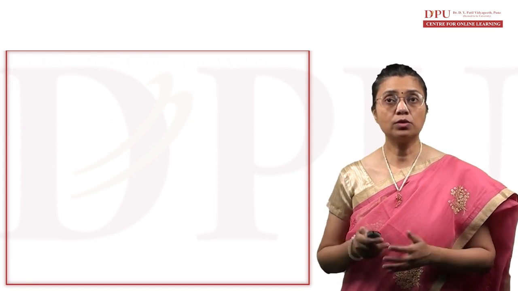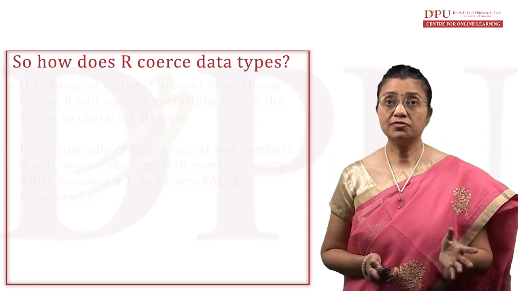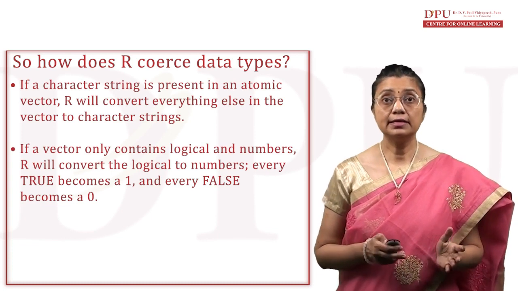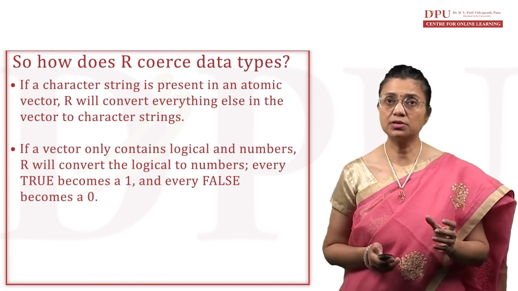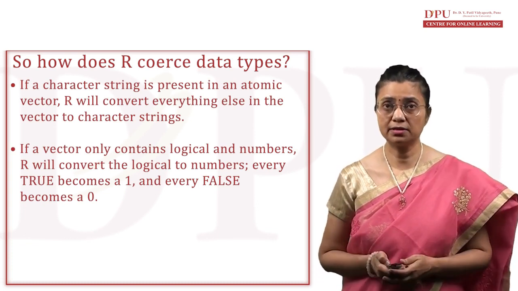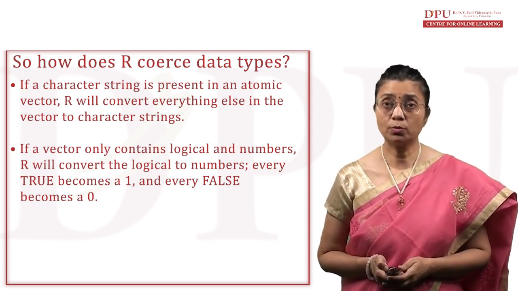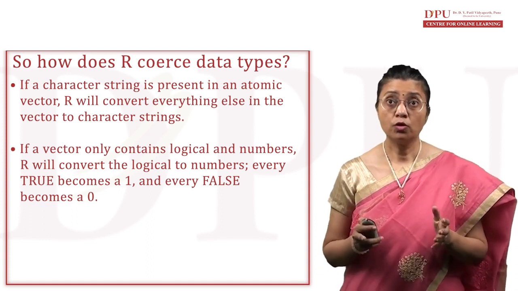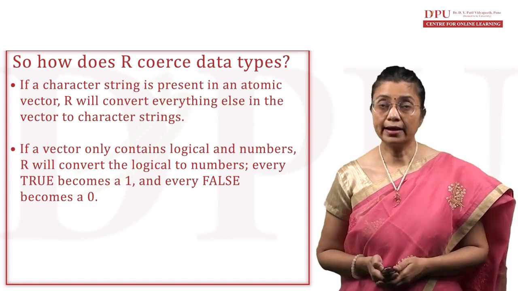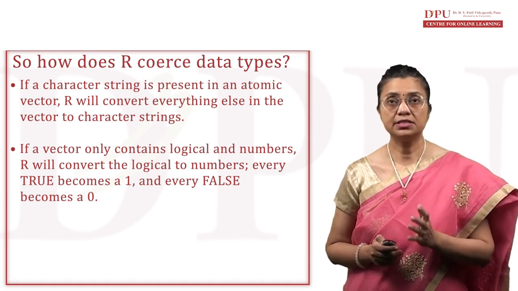So how does R coerce data types? This is a big question, how it coerces the data types. If a character string is present in an atomic vector, R will convert everything else in the vector to character string. So supposing there are multiple values of different data types, and then a character string is also present in that particular vector, it will convert every element in the vector to the character string data type, which means character will override the rest of the data types.